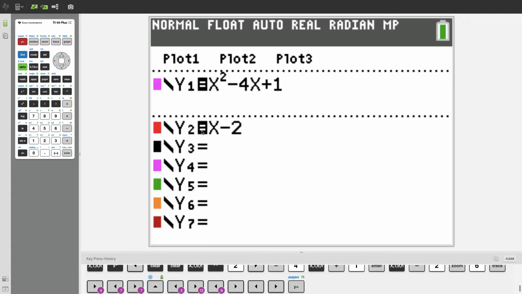I forgot how to check this. If you just type in your y's, you can click graph and then click y again. But I wanted you to have the screen. How do we get y equals? You hit the y equals button, right above the screen. Anything to do with the graph is right below the screen. You should have y1 is x squared minus 4x plus 1. y2 is x minus 2.